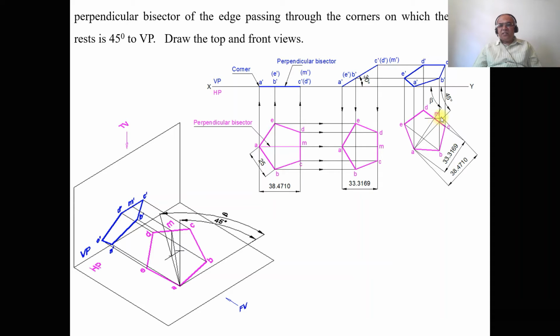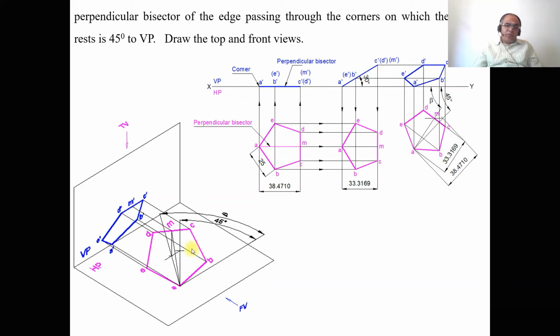Then you mark this point as small m, and then you join these two points. Then this is going to be the apparent inclination. Once you get the apparent inclination, then on that inclination you rewrite the second position top view, and then you get the corresponding front view in the third position. So that is what we have done here.